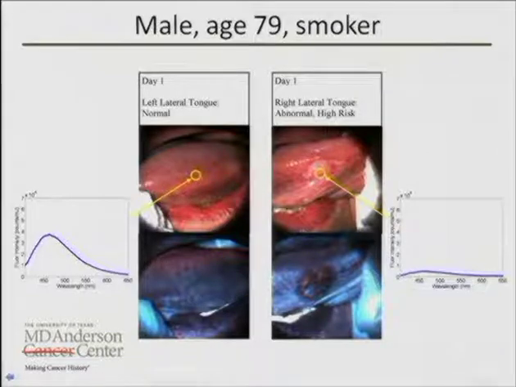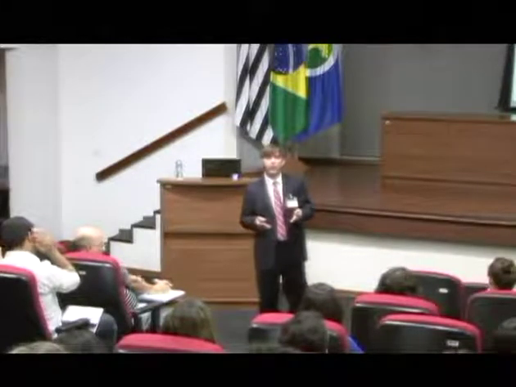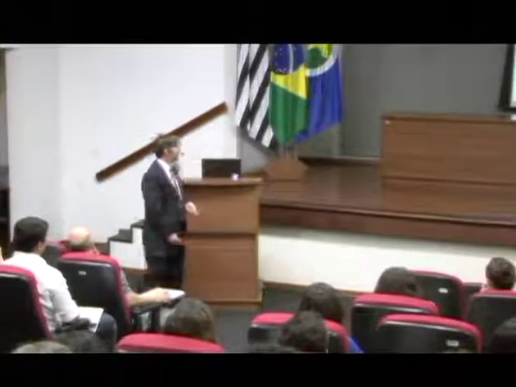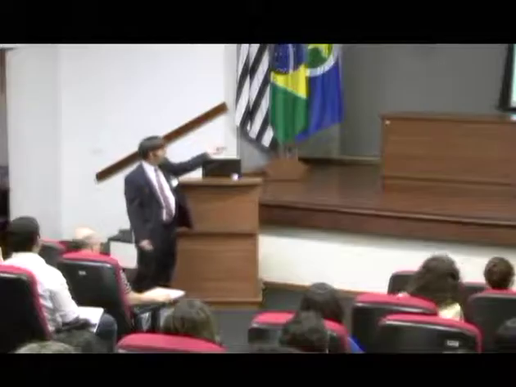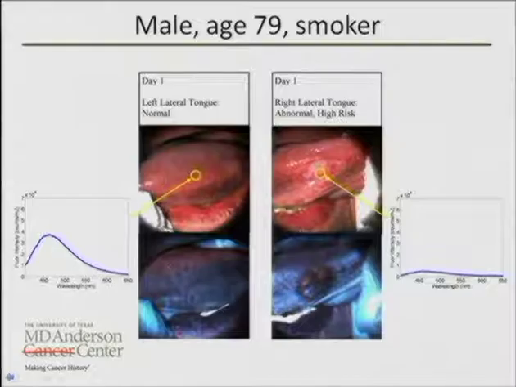So here's another example. This was a 79-year-old male patient measured in the clinic on a clinical visit about a month prior to surgery, which I'm calling day 1 here, just to give us a starting point. And at that time, the patient's left lateral tongue appeared normal in the autofluorescence image, appeared normal according to the spectrum, and the right lateral tongue showed this lesion here, which was considered high risk clinically. You see the very distinct loss of autofluorescence and a very low blue-green autofluorescence in the spectrum.